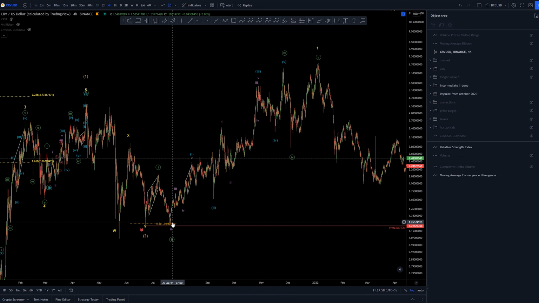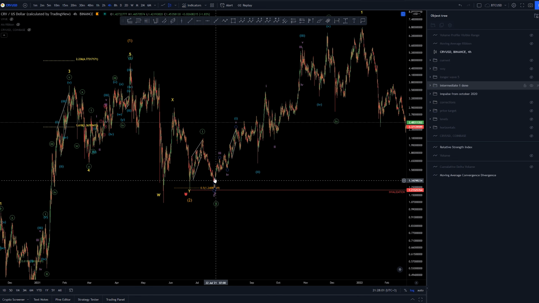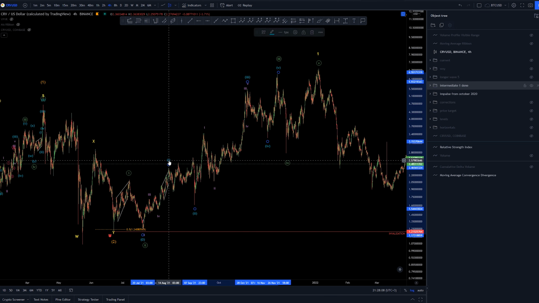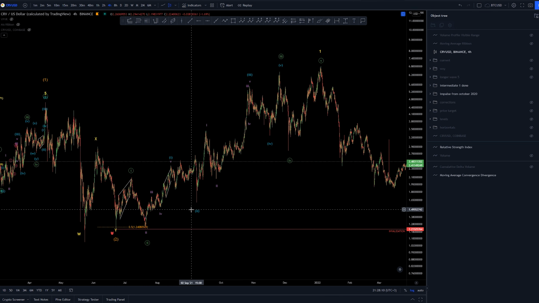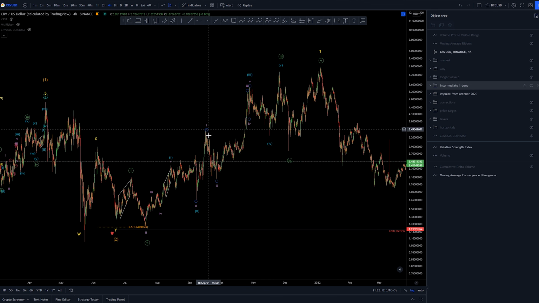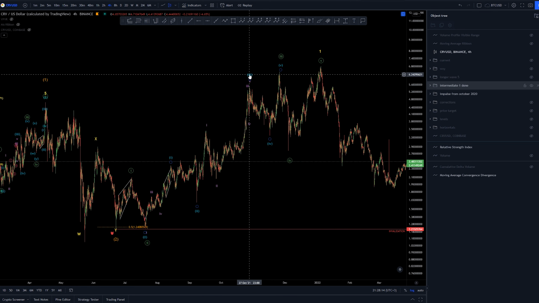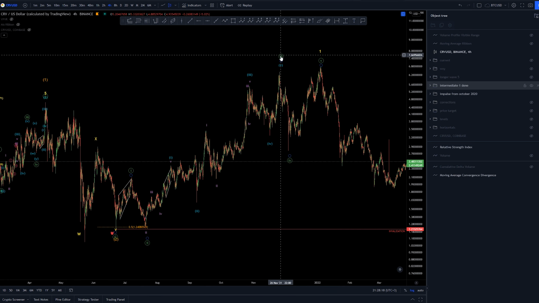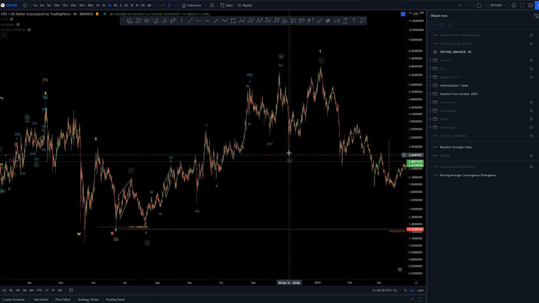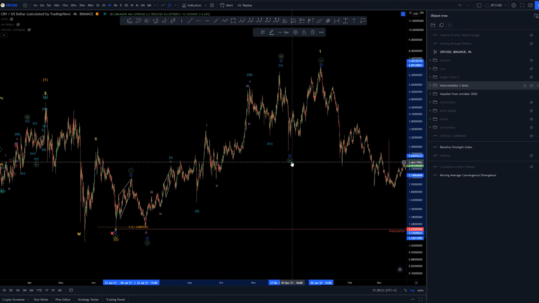Again 1, 2, 1, 2, 3, 4, 5, with 1 and 2 super small here at the start, getting us to 1 of minuet, then 2 of minuet, 1, 2, 3, 4, 5 of subminuet into third of minuet, fourth, fifth, into third of minute, fourth of minute and fifth of minute, giving us the first of minor again.